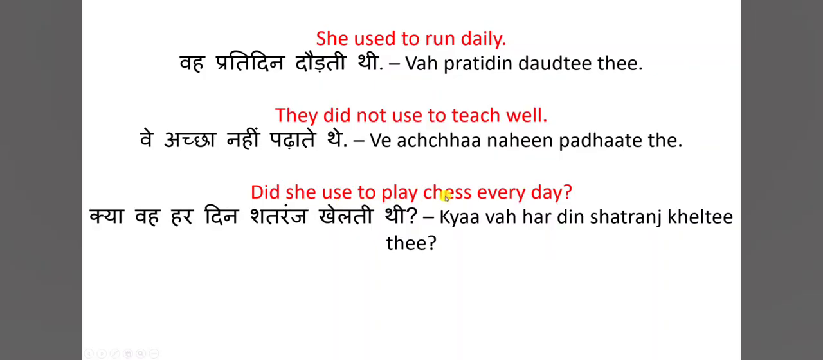Did she used to play chess every day? Question. क्या वह हर दिन शतरंज खेलती थी? क्या is used to frame questions, okay, similar to using did at the beginning of English sentence. वह is she. हर दिन is every day. शतरंज is chess. खेल is play. The combination of the and the gives the meaning of use to. Okay.